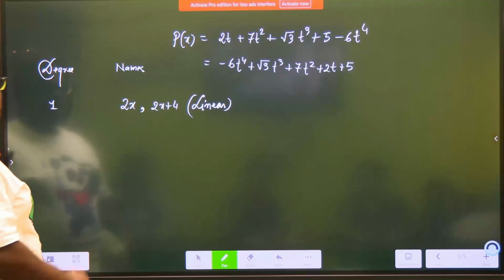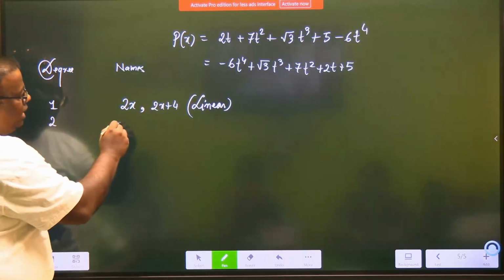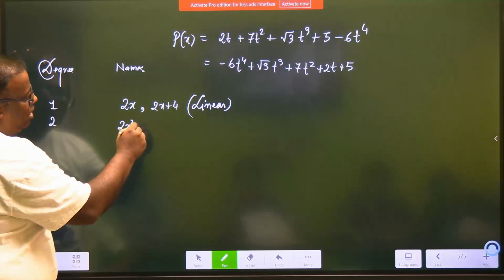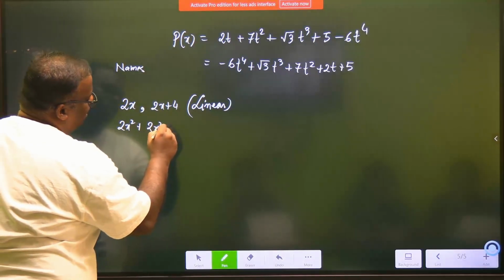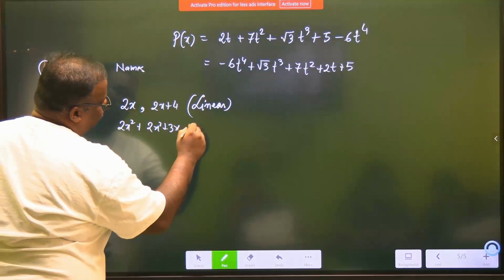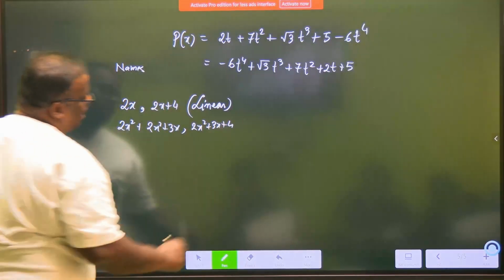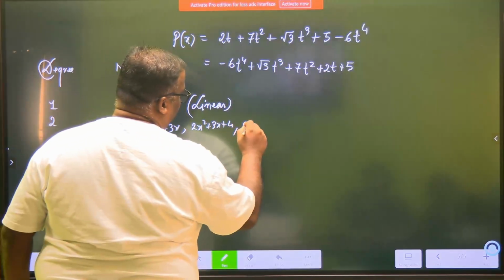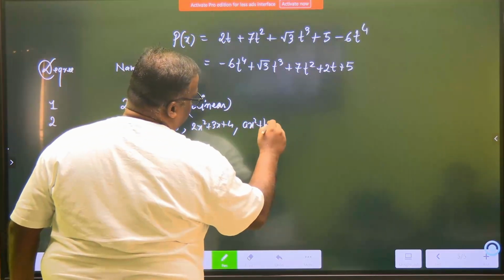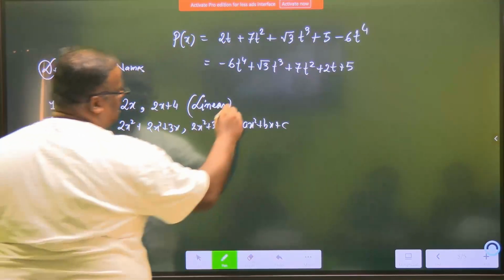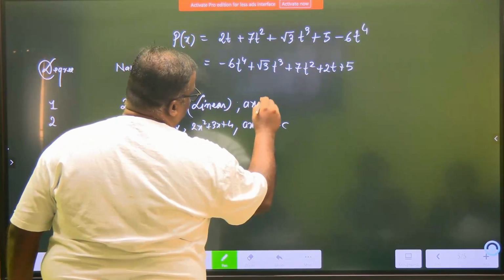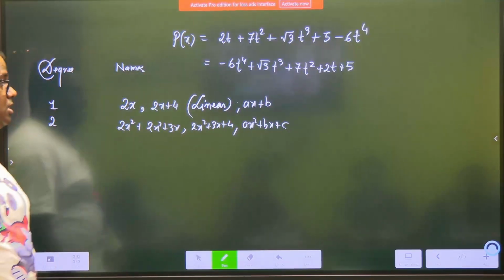Fine. If the degree is 2, I can have something like 2x^2. I can have something like 2x^2 + 3x. I can also have 2x^2 + 3x + 4. And in standard form, I can have ax^2 + bx + c. Here in standard form for degree 1, I would write ax + b. Have you understood? This is the standard form.